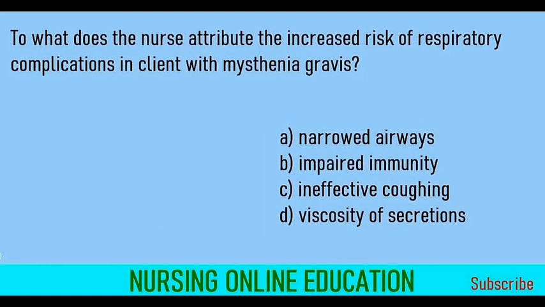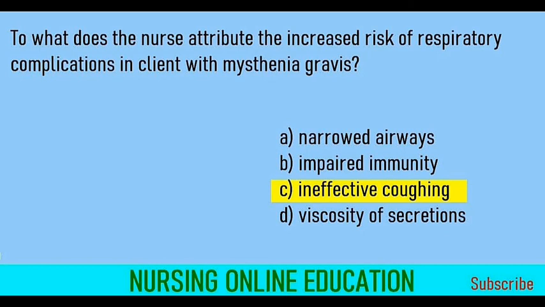To what does the nurse attribute the increased risk of respiratory complications in clients with myasthenia gravis? Options: narrowed airways, impaired immunity, ineffective coughing, viscosity of secretions. Answer: ineffective coughing. This is because of the presence of weakened muscles.